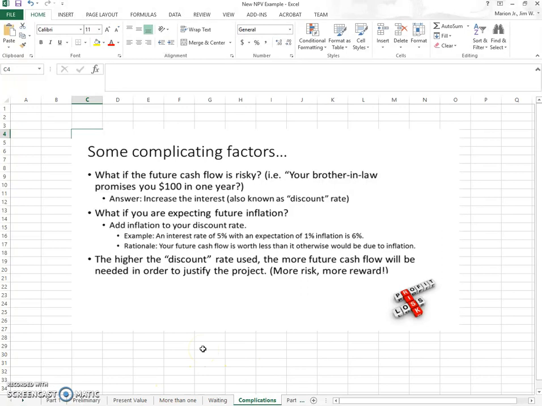So that's it for part one. For part two, we're going to take these principles and actually use them in a project selection problem.